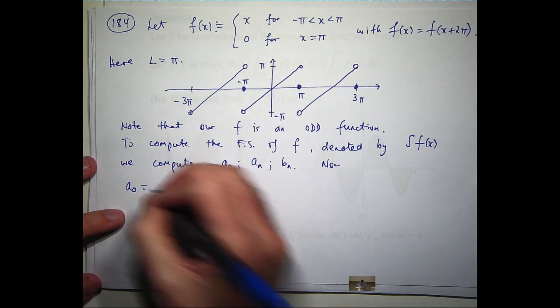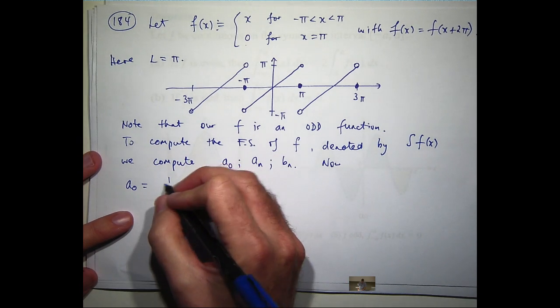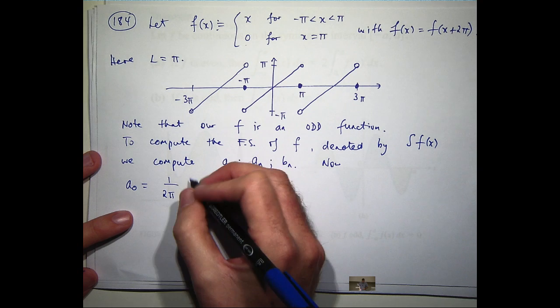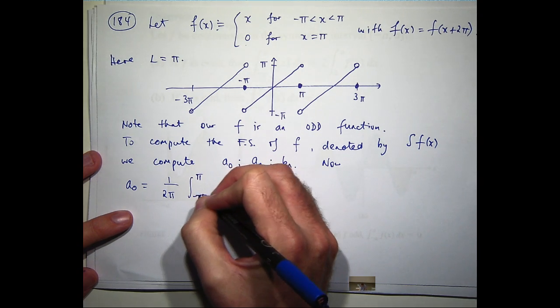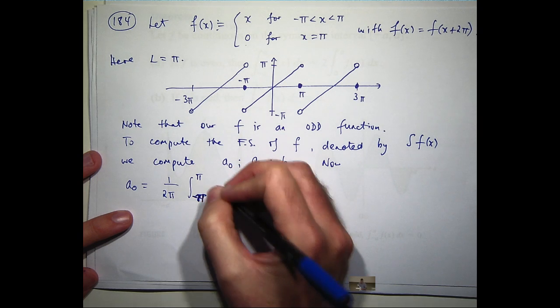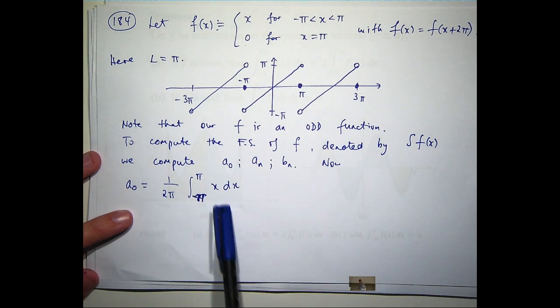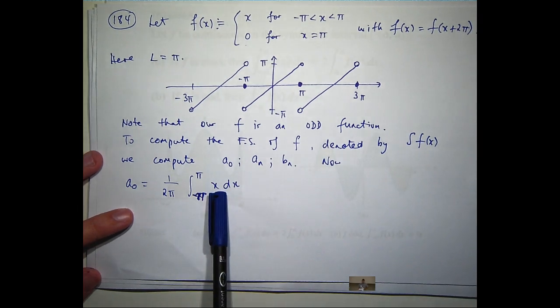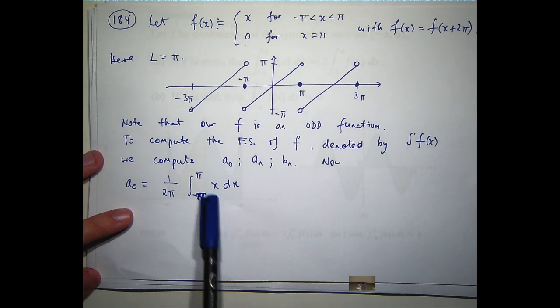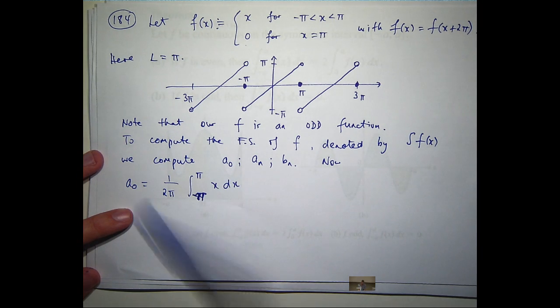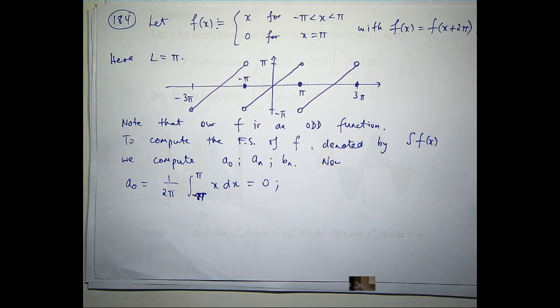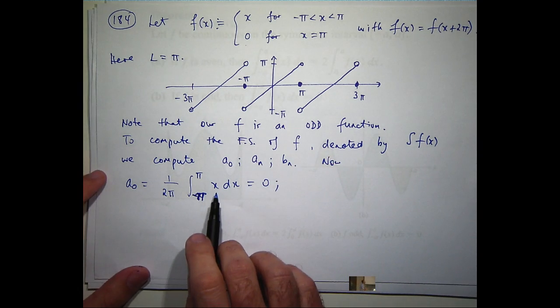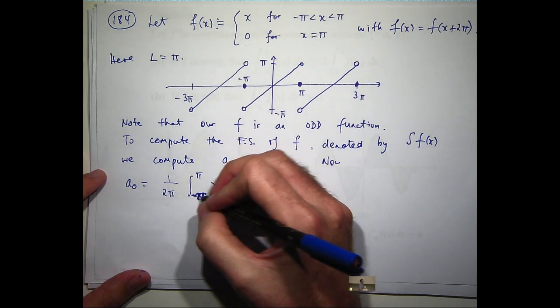Now, a0 is just, okay, I'm replacing big L with pi. Oops, that's a minus pi down there. X is an odd function, and I'm integrating over a symmetric interval. So this is 0. Okay? So this is from minus pi to pi.